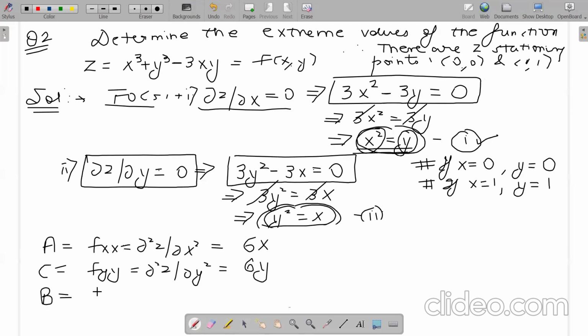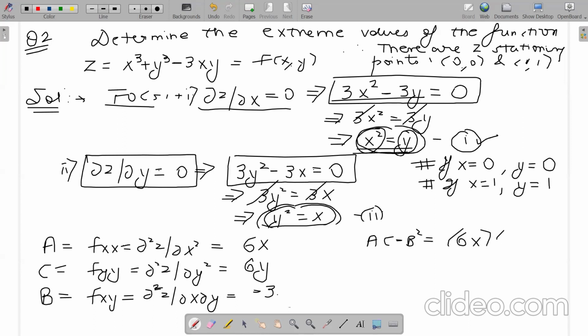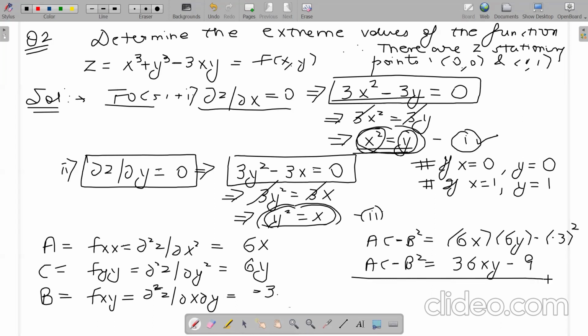And b is going to be fxy, which is del square z by del x del y. How do I find this? Look at fx, differentiate this with respect to y, so I get minus 3. So what will ac minus b square be? A is 6x, c is 6y, minus b square is minus 3 square. So it's going to be 36xy minus 3 square, which is 9. So this is my ac minus b square: 36xy minus 9.